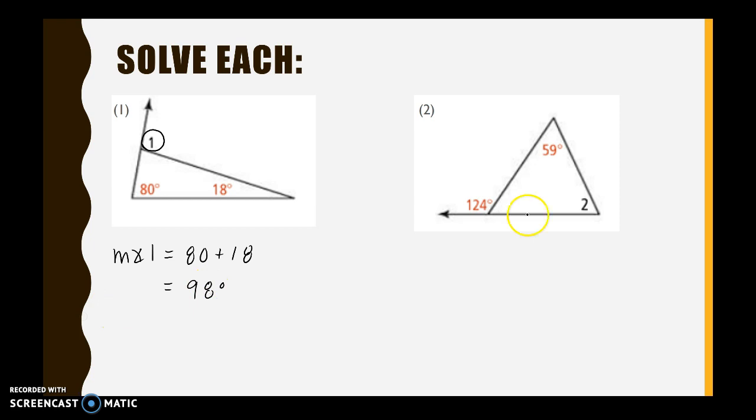All right, now we can use the property and solve for an interior angle measure. So 124 degrees is my exterior angle. That's equal to the sum of the two interior angles that are not adjacent to the 124 degrees. Subtracting 59 from both sides, I get the measure of angle 2 is equal to 65 degrees.